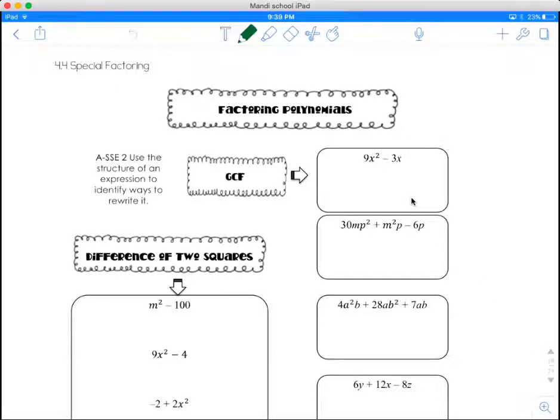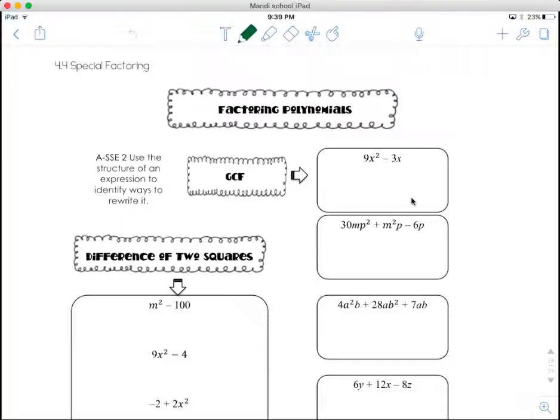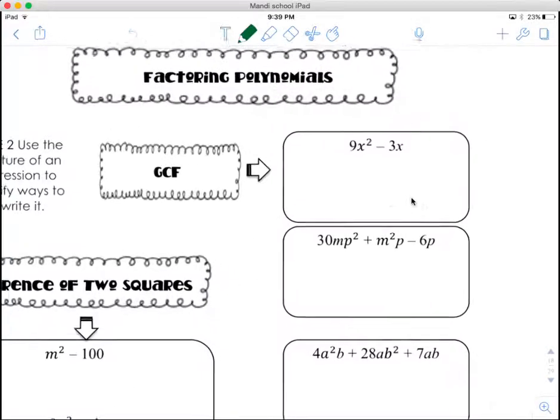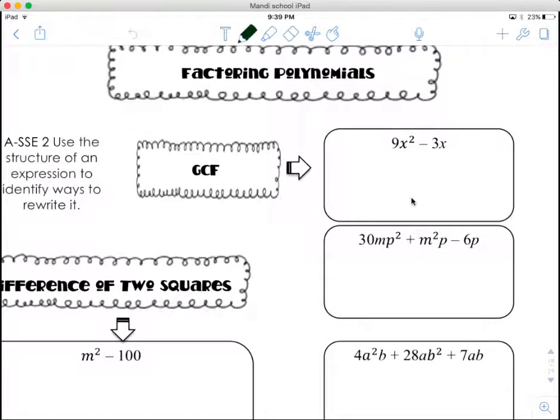All right, this is 4.4. We're calling it special factoring, but we're actually only going to focus on GCF, which stands for greatest common factor. We're going to do the difference of two squares later. Okay, so GCF, like I said, greatest common factor.